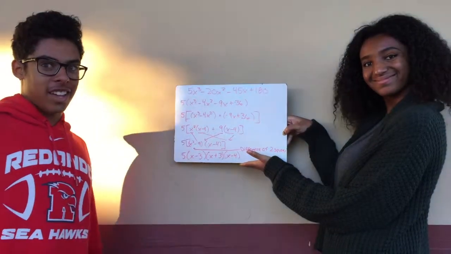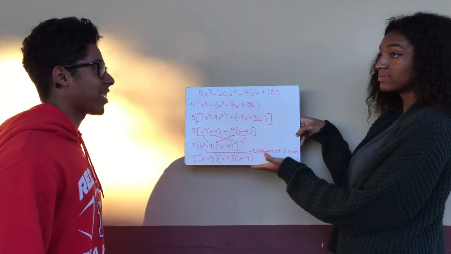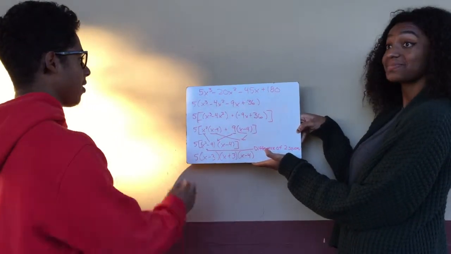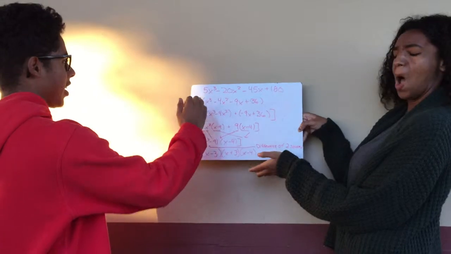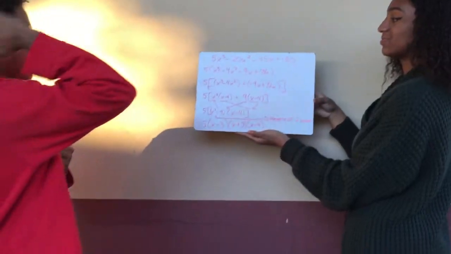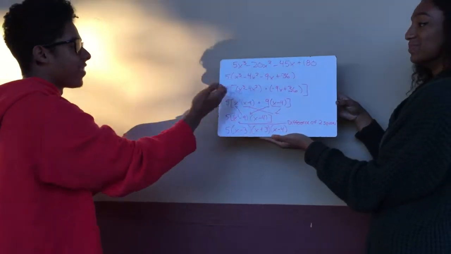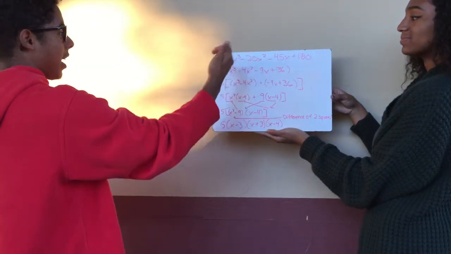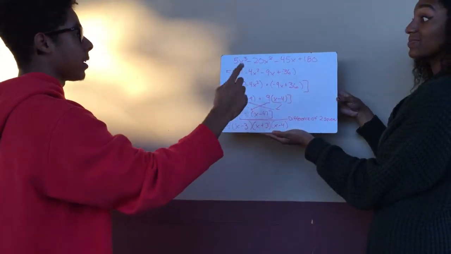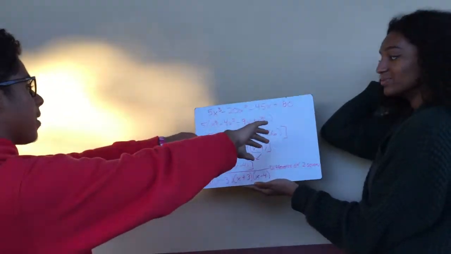Hi, Mr. Soohoo. Alright, so we have a polynomial here and we are simplifying it by factoring. What we have here is 5x^3 - 20x^2 - 45x + 180. You take out the greatest common factor out of all these terms, which is 5. Out of this, it will be x^3 - 4x^2 - 9x + 36, and then you put it in brackets, and you put these in parentheses.